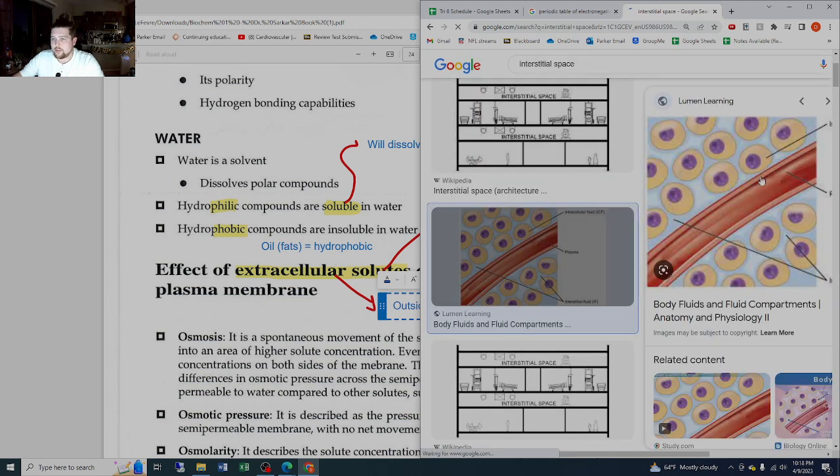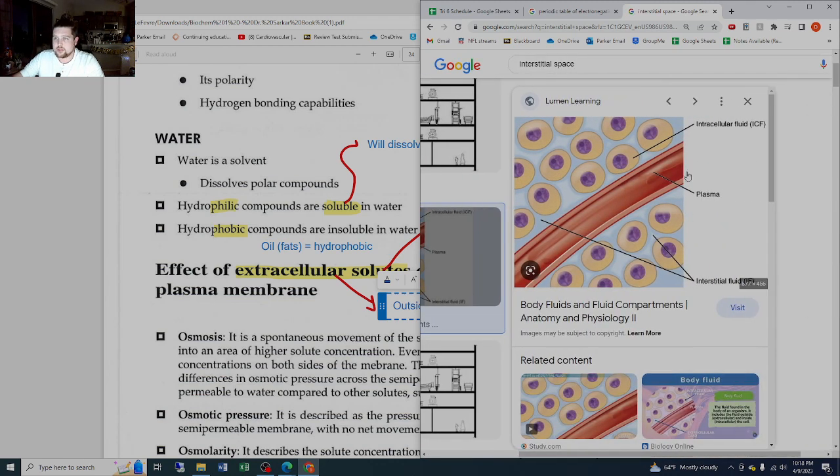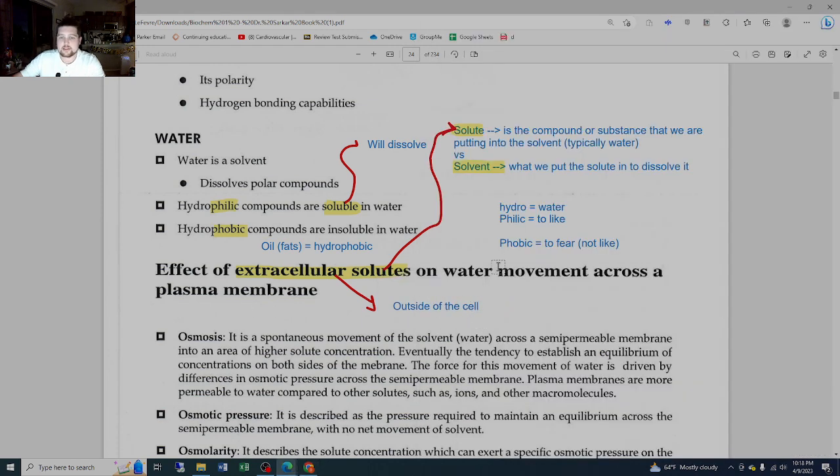Where in between we have all of our cells, and then outside of our cells we have intracellular fluid, and then outside all of this blue stuff here is our extracellular space. So it's outside of the cells. On water movement across a plasma membrane.